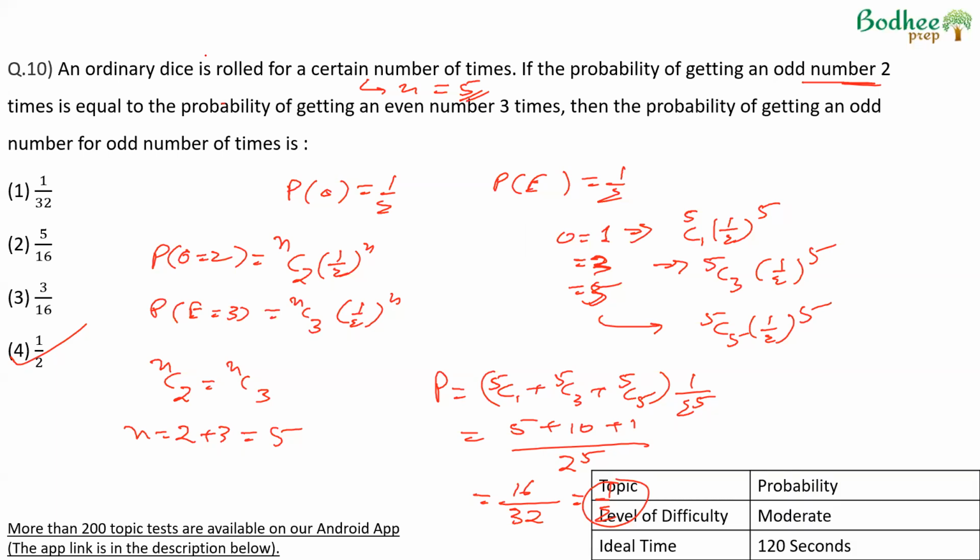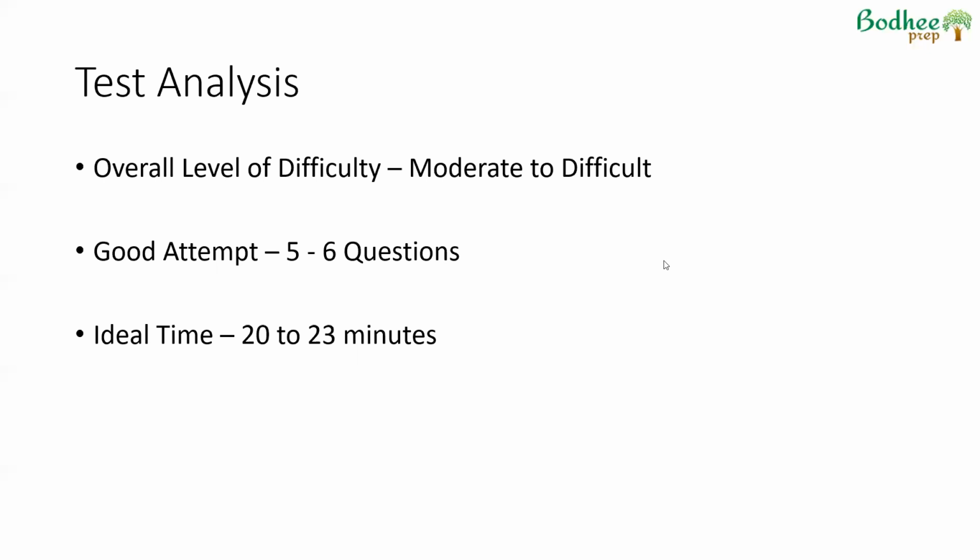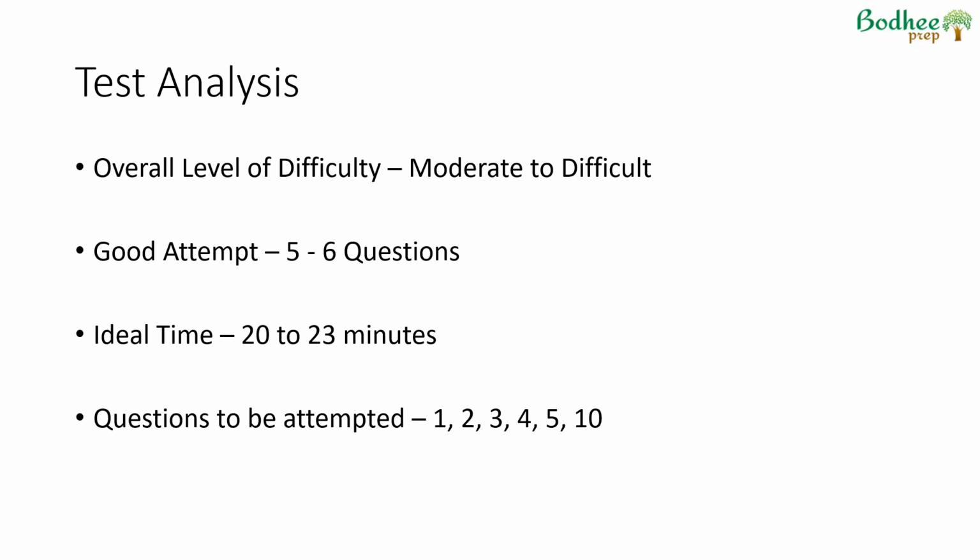Moderate to difficult question. Understanding the question might be a little bit of a challenge. From there, probably doable, about 2 minutes to solve. If you look at the overall test, I think difficult set, and we're looking at about 5 to 6 questions. For me, these questions will be 1, 2, 3, 4, 5, 10. Which are these?